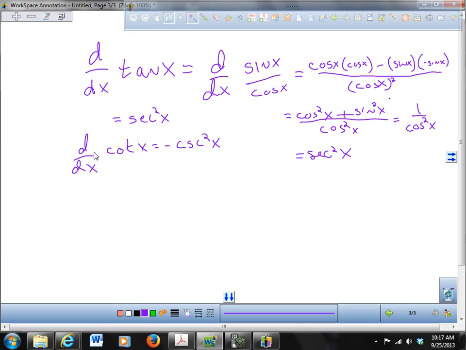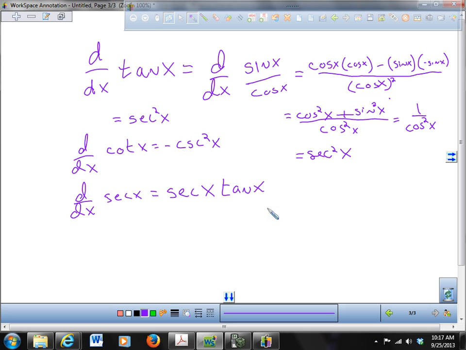The derivative of secant of x is equal to, I'm going to remember this, secant x tangent x. And that can be derived pretty easily too.